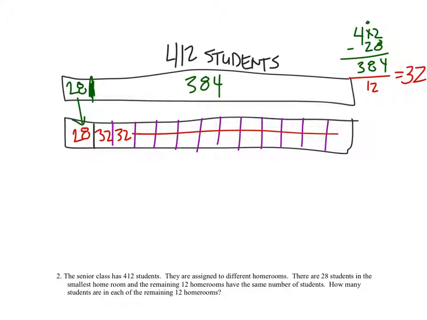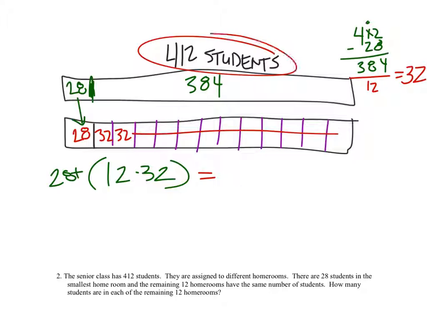And we should check these by adding 32, or just taking 12 times the 32. 12 groups of 32, but then we'll add the 28 students right here. When we do these, we should get 412 students. So, yep, it equals 412. Did it in the calculator. Bam. There it is.